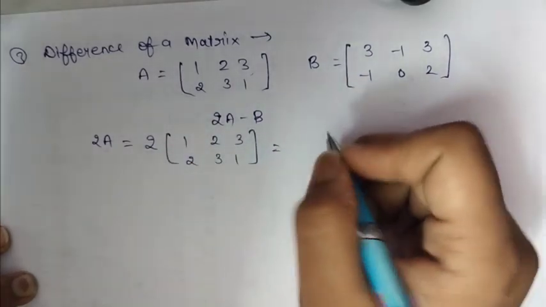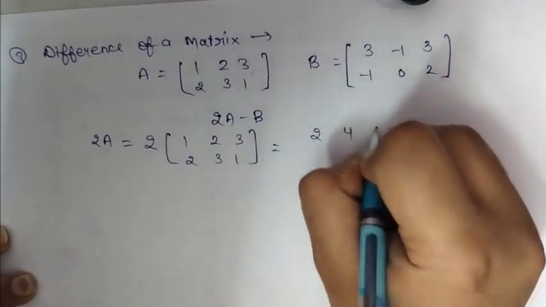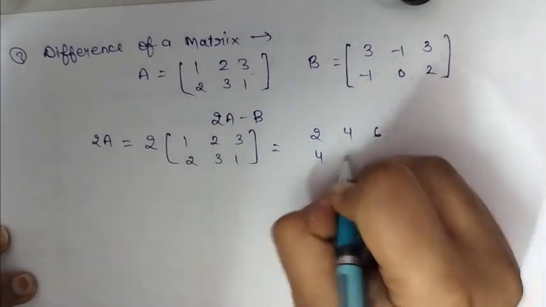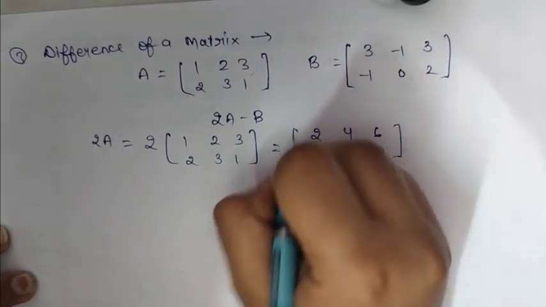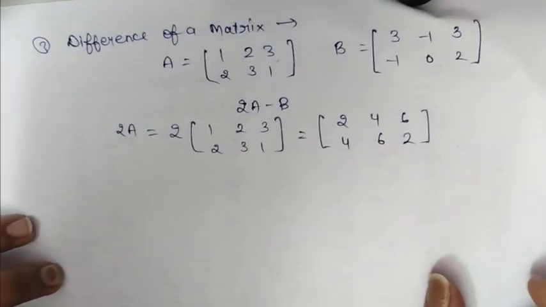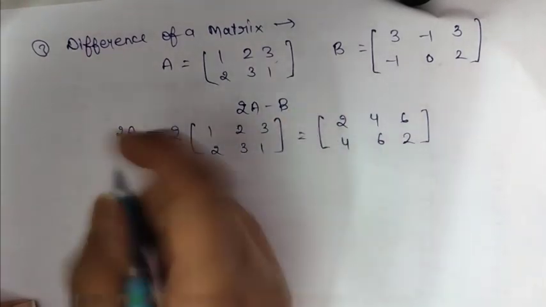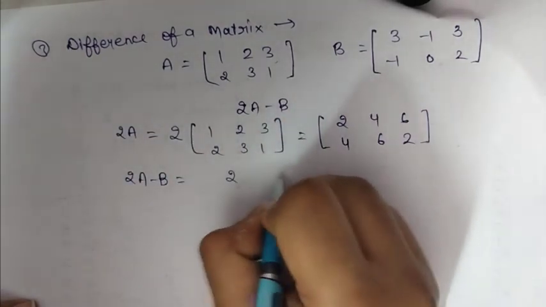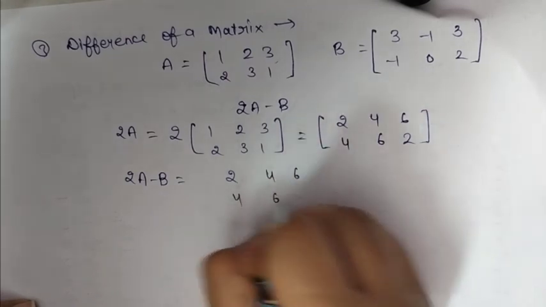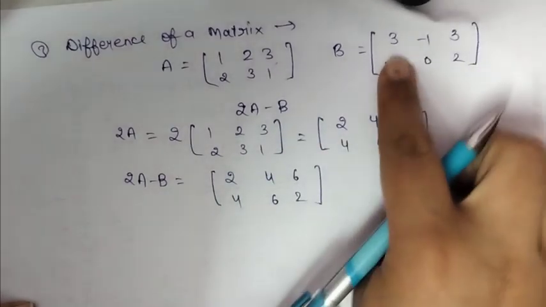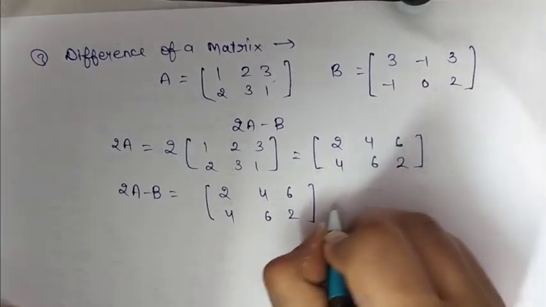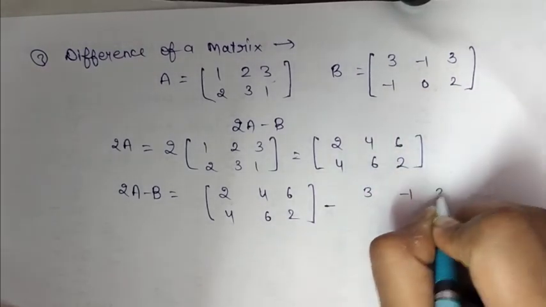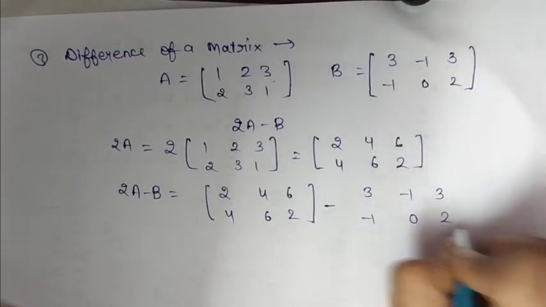So 2a will be 2, 4, 6, 4, 6 and 2. Okay, now we have our 2a. What we have to do? We have to subtract b from 2a to get our required result. So 2a will be 2, 4, 6, 4, 6, 2, and b, which is given in the question, is 3, minus 1, 0 and 2.